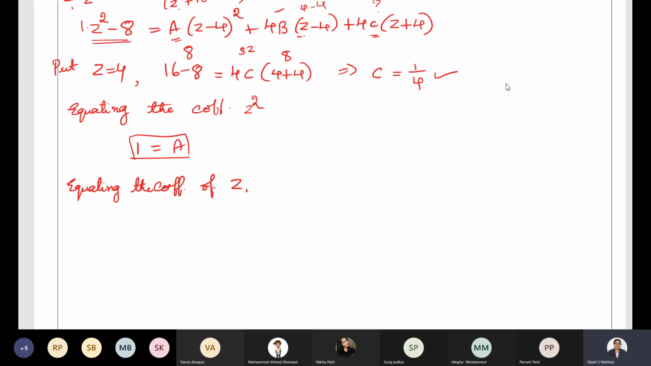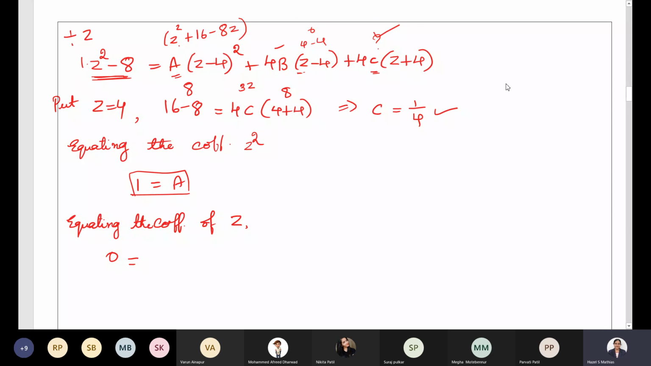Coefficient of z. What do we get when we equate the coefficient of z? Here there is no coefficient of z on the left hand side, so it is 0. That is equal to, here the coefficient of z will be what? Just now I checked it. See here. Is it correct? Minus 8. I expanded a minus b whole square: z square plus 16 minus 8z. So the coefficient of z is minus 8a over here. So a minus 8a. Here also you can check the coefficient of z is 4b. Here you check the coefficient of z is 4c. So we get 4c over here.